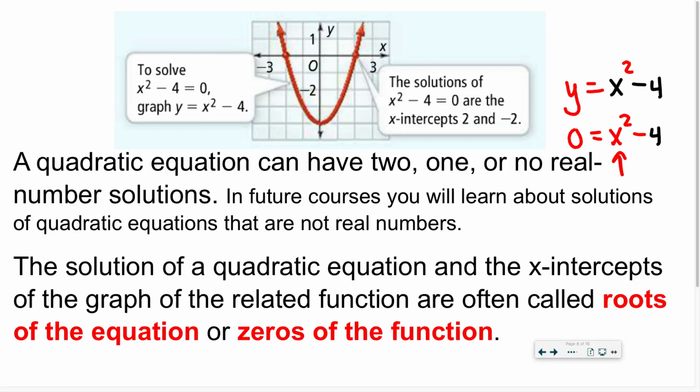Tomorrow we'll start to actually calculate. Today we're just going to identify the solution in the graph. Tomorrow we'll solve. For example, tomorrow what you'll see, to get x alone, we add 4 to both sides, 4 equals x squared, and you can actually solve. That's where we'll go tomorrow.